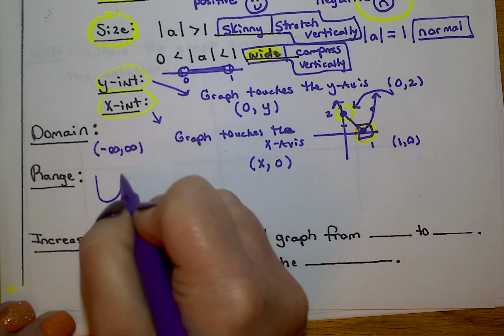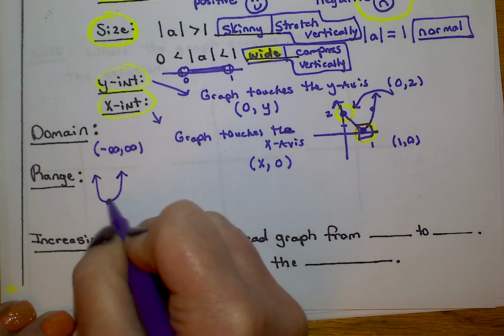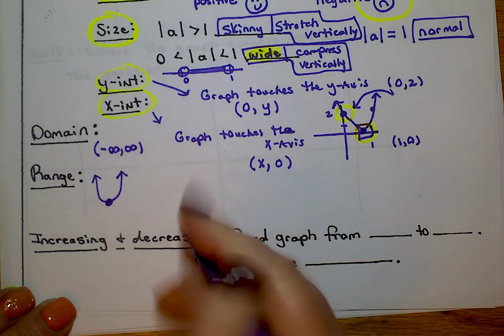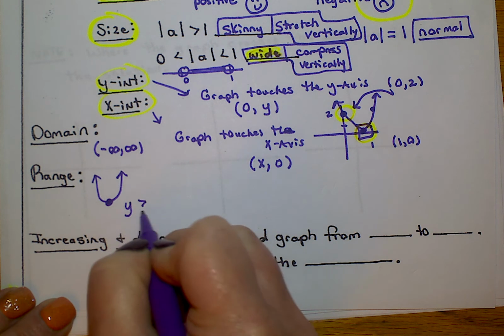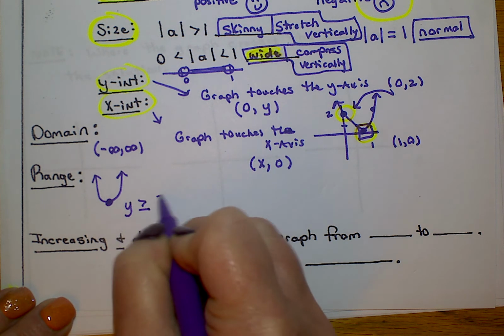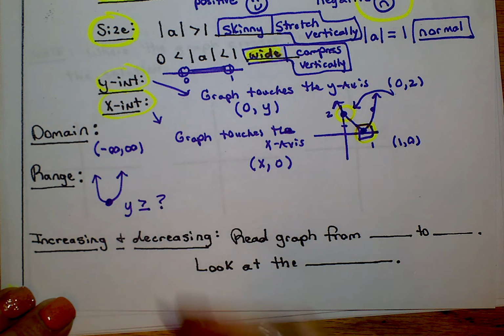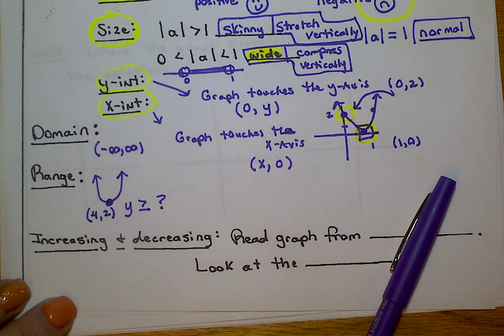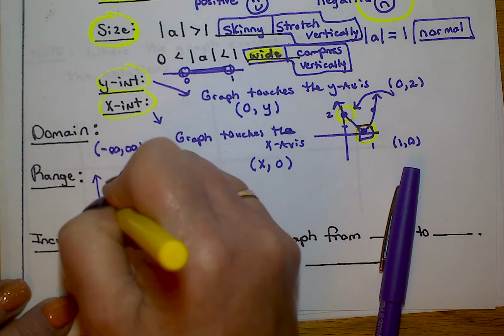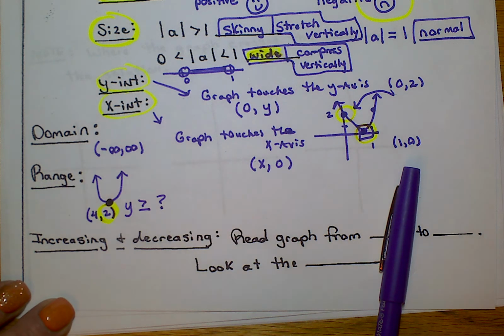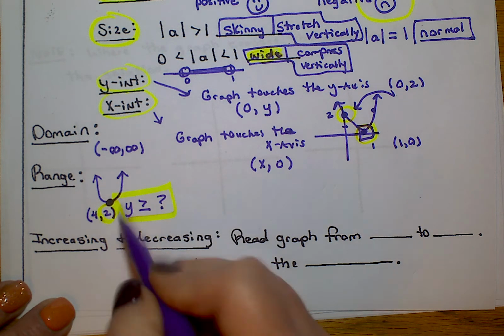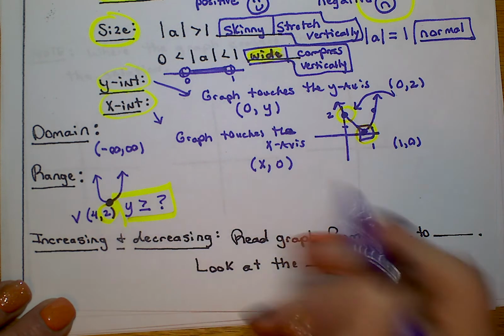Now the range. Let's say that the parabola opens up. We just discussed a while ago that would be your minimal. So if the parabola opens up, your y is going to be greater than or equal to whatever number that is. So let's just say that we have 4, 2. And it opens up, then your range is greater than or equal to that 2. So it's whatever number is your y coordinate of the vertex.